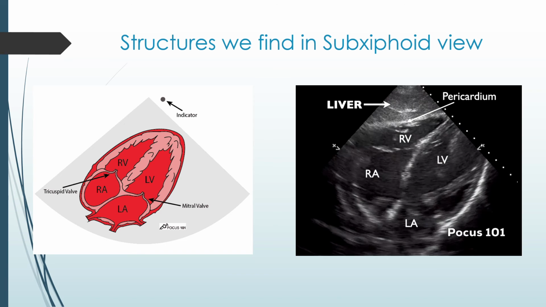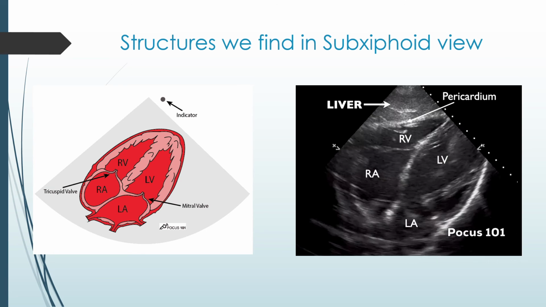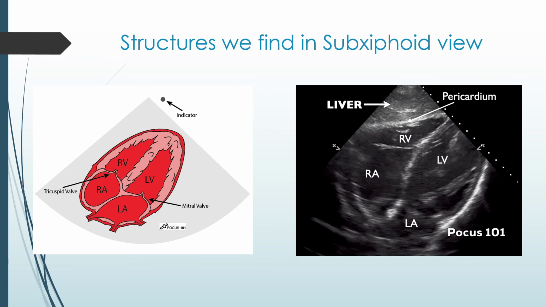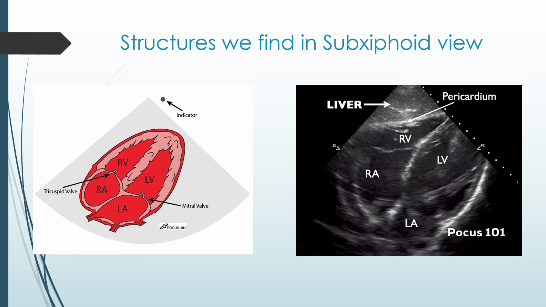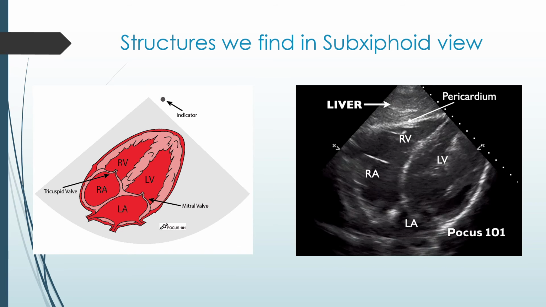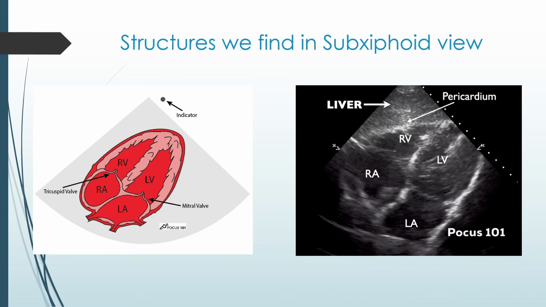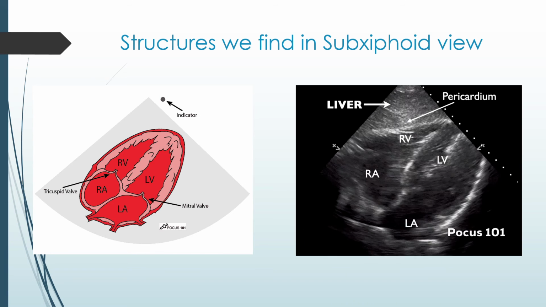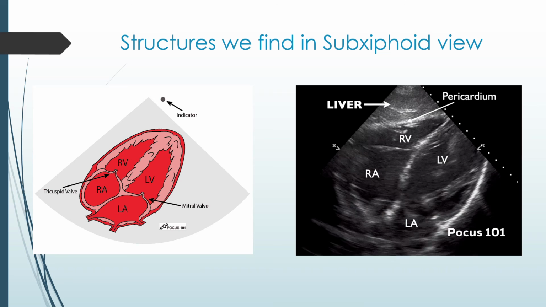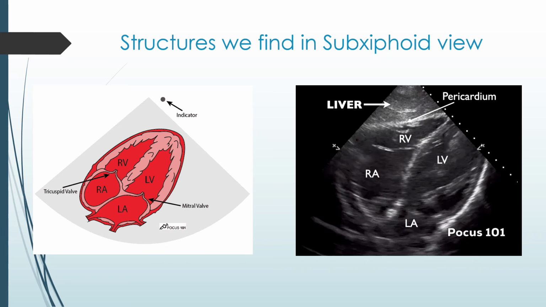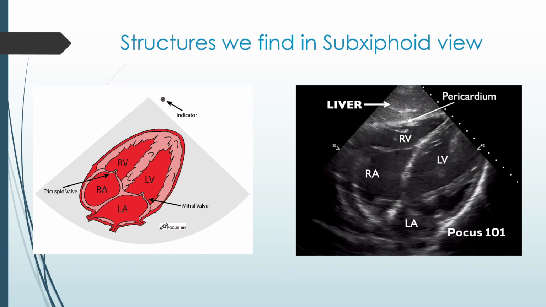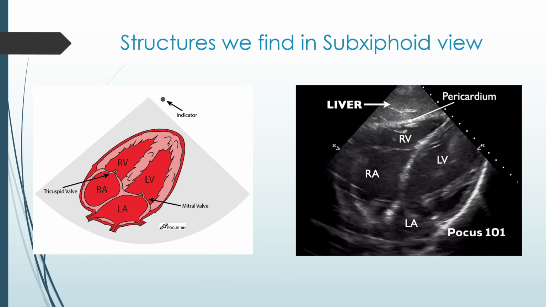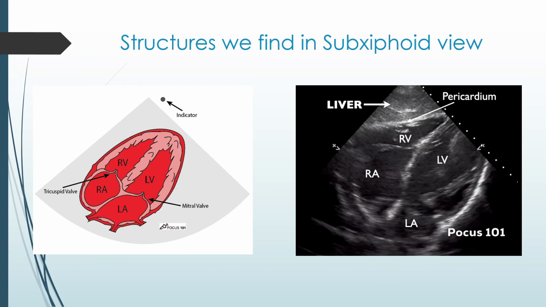Here are the structures that we find in the subxiphoid view: the right ventricle, left ventricle, tricuspid valve, mitral valve, left atrium, right atrium. And it is important that we make sure to use the liver as the acoustic window. If you see the picture on the right, you can see the liver. And if you approach from the left side of your view, it will be obstructed by the stomach or the bowel gas. And if you are still having trouble getting a clear image, try applying gentle downward pressure on the probe.